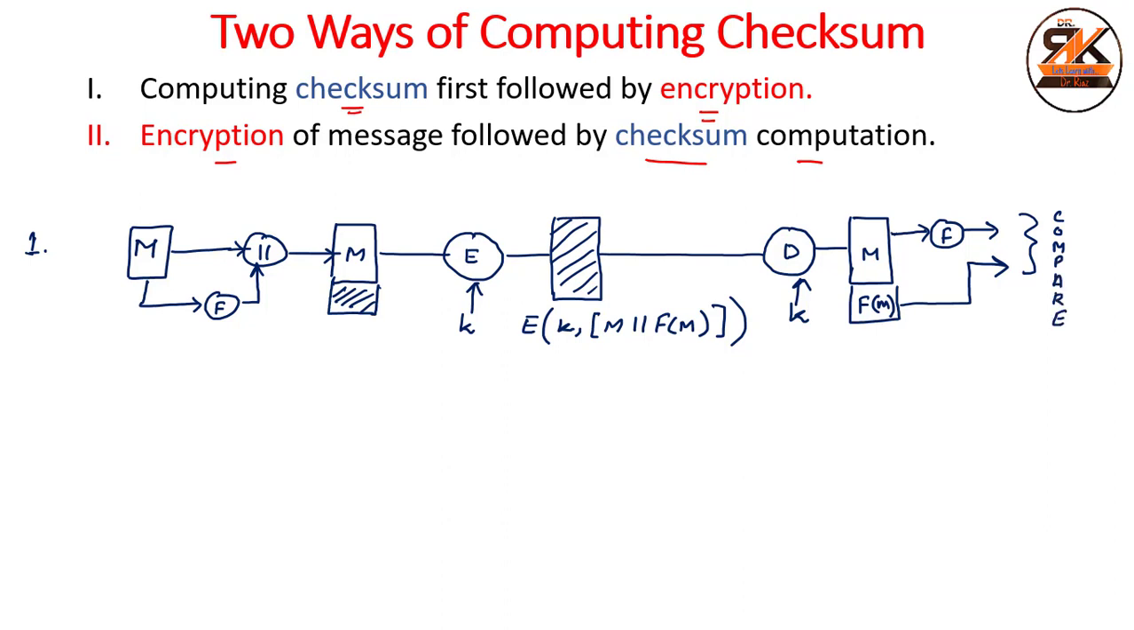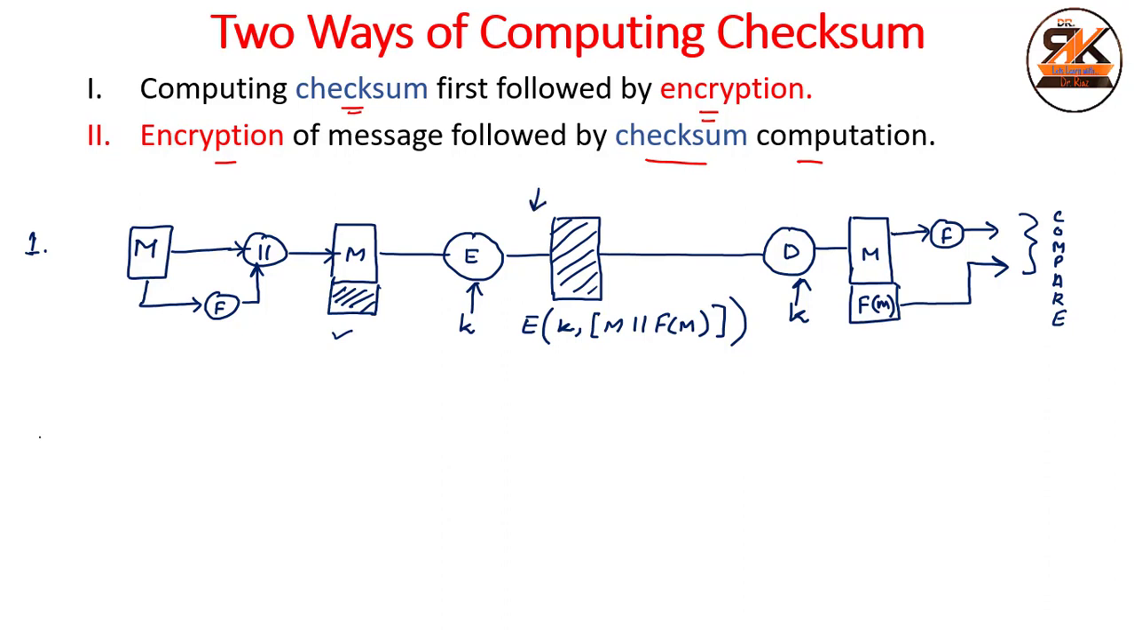If both these checksums are the same, then your message is authentic. If there is some difference, then you cannot say that your message is authentic. So this is the first approach, where you compute the checksum first, and then you perform encryption after that. Okay.